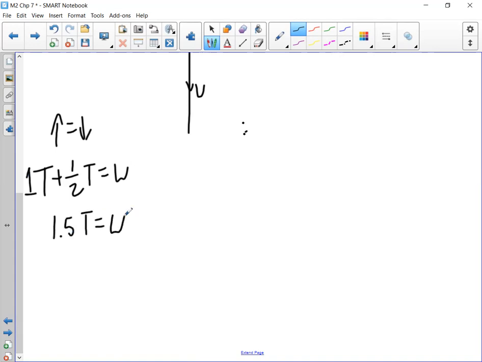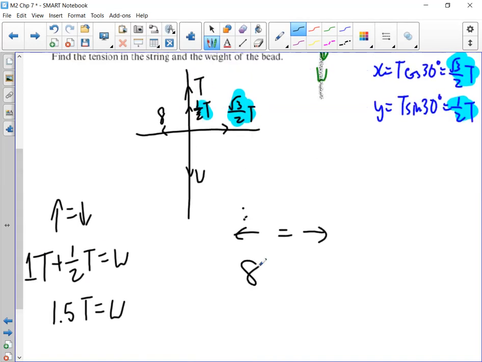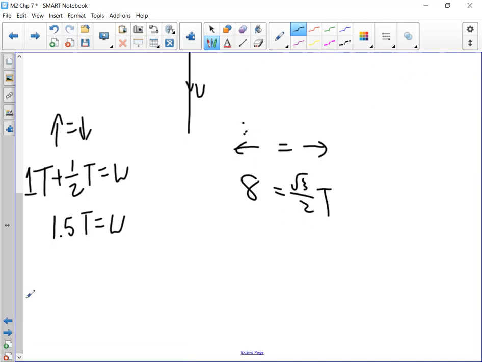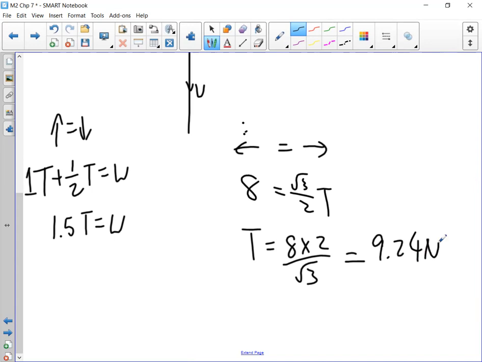Can't do much. So the second equation, left equals the right. So left, we've got 8. Right, we've got root 3 over 2 T. So therefore, T will equal 8 times 2 divided by root 3, which is 9.24 Newton.